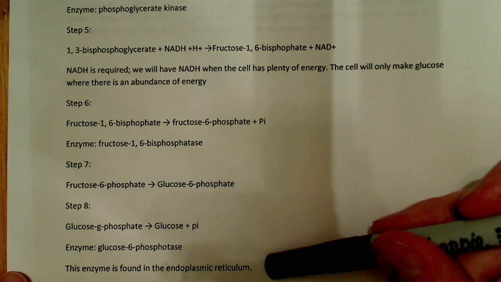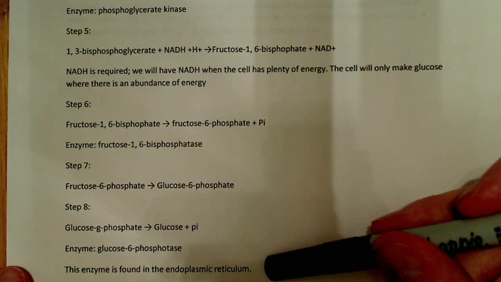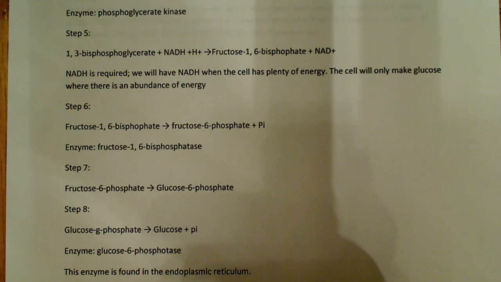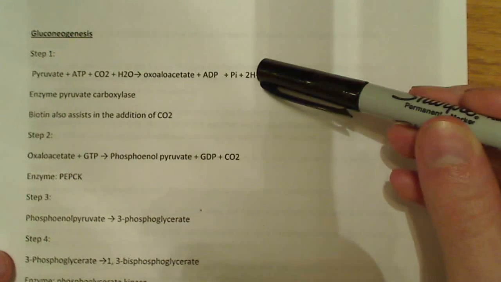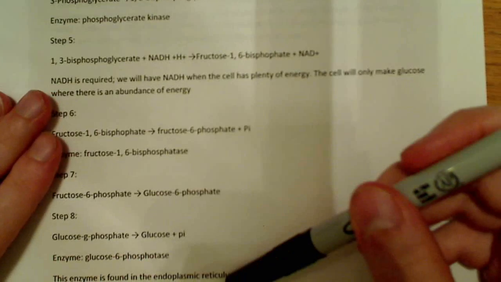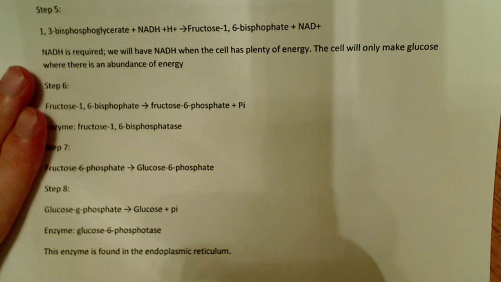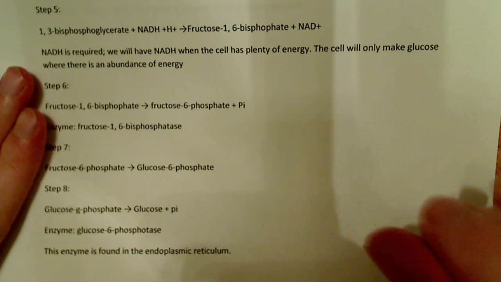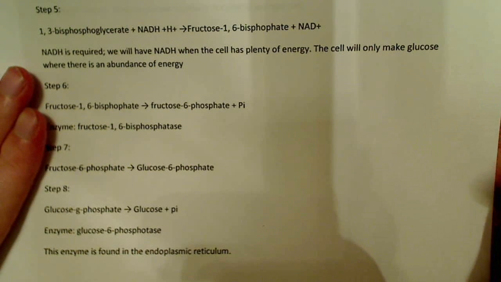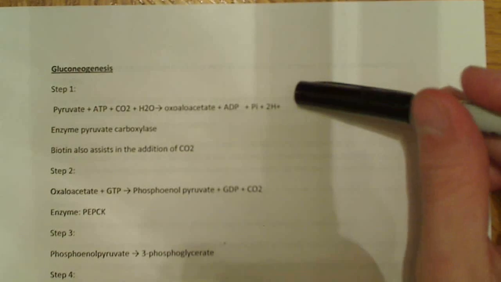The one thing I should point out right now is that 2 of these reactions do not take place in the cytosol. Remember, in glycolysis everything took place in the cytosol. Nothing took place anywhere else. But in gluconeogenesis, step 1 and step 8 here at the bottom are both going to take place outside of the cytosol. In this case, it's the endoplasmic reticulum. In the case of step 1, I believe it's the mitochondria.